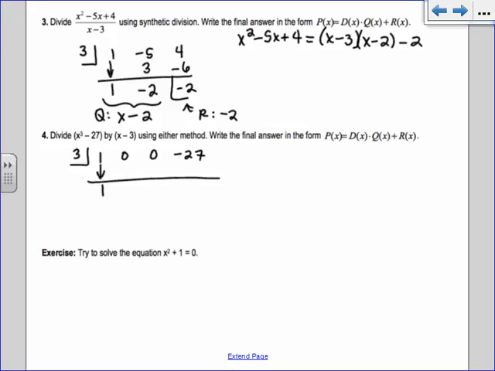And we drop the 1. 3 times 1 is 3, add straight down, I get 3. 3 times 3 is 9, add straight down, I get 9. 3 times 9 is 27, add straight down, I get 0. So when we have a remainder of 0, that means that it factored, right? So what we have is x cubed minus 27 equals our divisor, which was x minus 3, times x squared plus 3x plus 9. That's how to factor the sum or the difference of 2 cubes, right? That's how we did it.